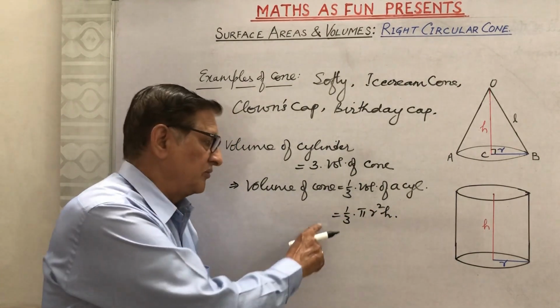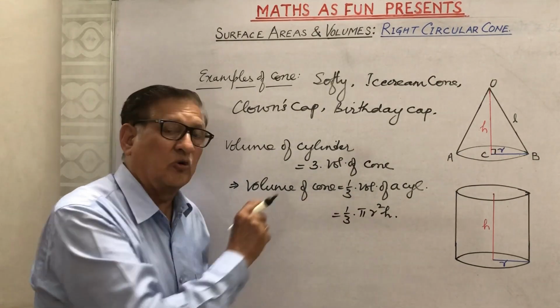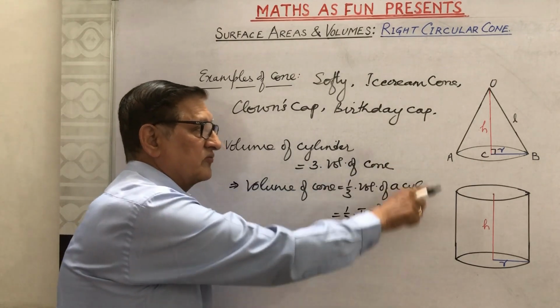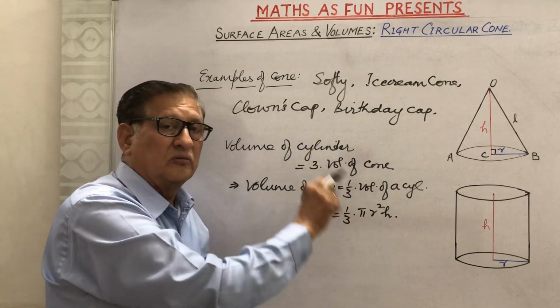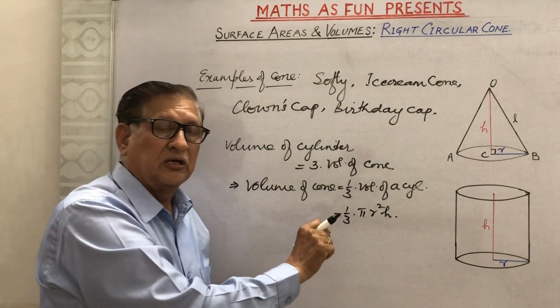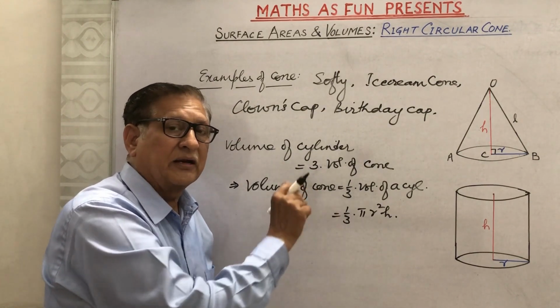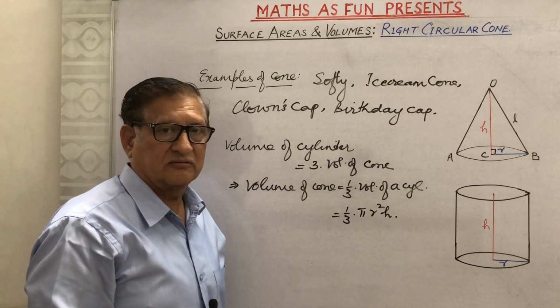So this becomes the formula to find the volume of a cone, that is 1/3 πr²h. Also, with this experiment we can see that the volume of a cone is 1/3 the volume of a cylinder of the same height and same radius.